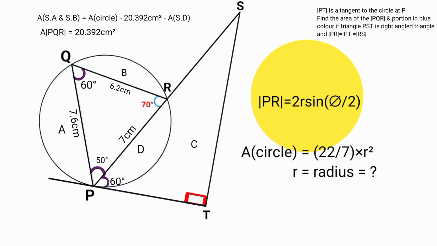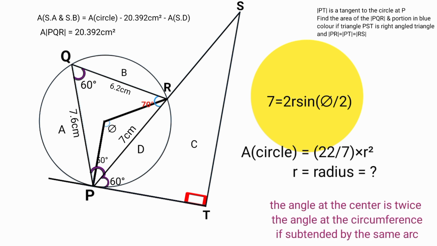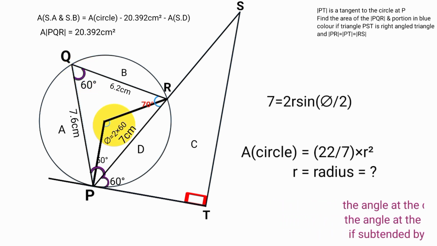Now line PR equals 2r sine theta over 2. But line PR is 7 centimeters in length, and theta is the angle at the center. So what is the size of the angle at the center? We don't know. But from the circle theorem, the angle at the center is twice the angle at the circumference, and we have this angle here at the circumference to be 60 degrees. Therefore, theta will be 2 times 60 degrees.